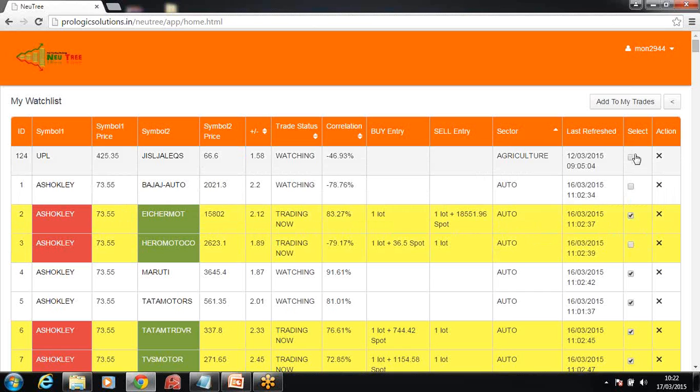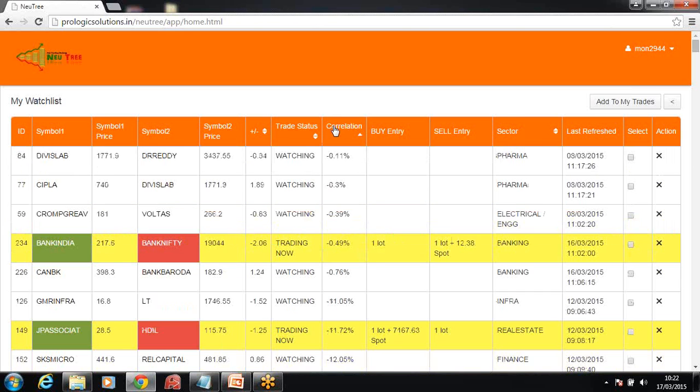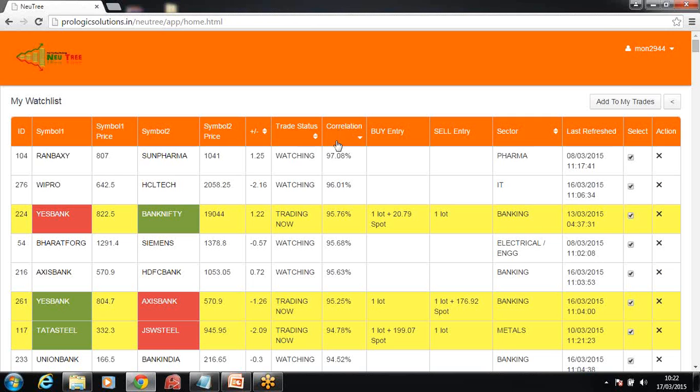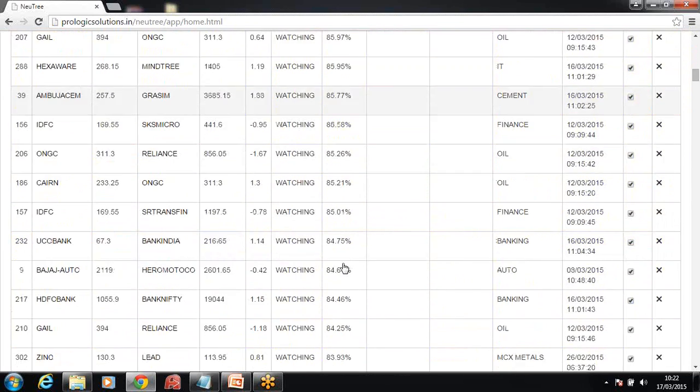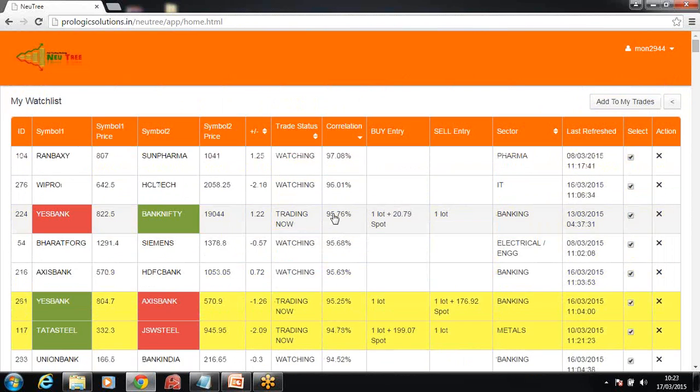Now in case I want to select a trade, I can select a particular trade and then add it into my trades. My trades is nothing but the place where I have already taken a trade and entered it. Now let me go back to the correlation part. I have tried an ascending order correlation here. I'll try to get the best correlation first and the subsequent descending ones down.